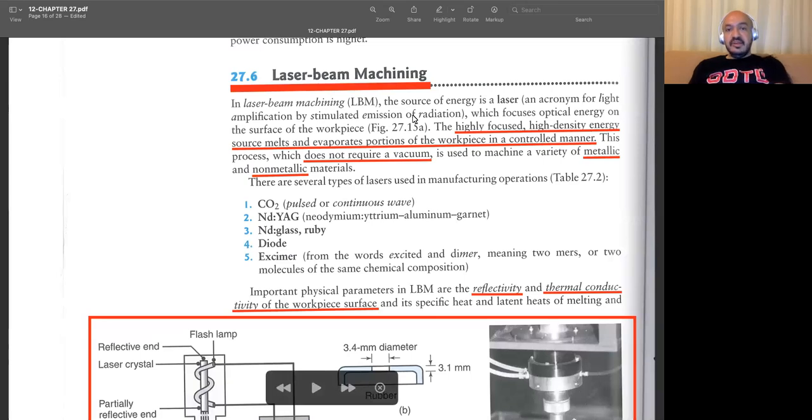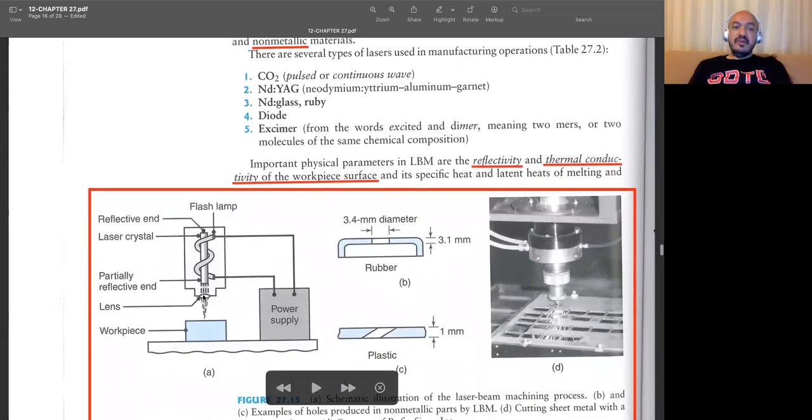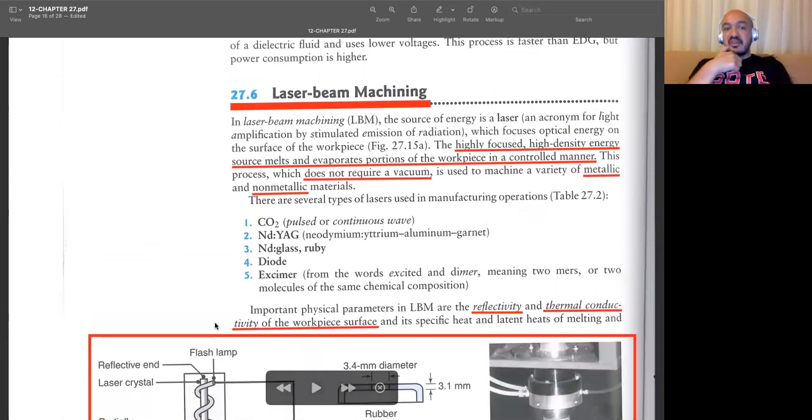Let's continue with the remaining advanced machining operations. This is about laser beam machining. As the name implies, we are using a laser, and once we focus the tip of this laser onto our workpiece, we can increase the temperature of the part, and it will be melted and evaporated. With the help of it, we will be removing material and doing the manufacturing operation.